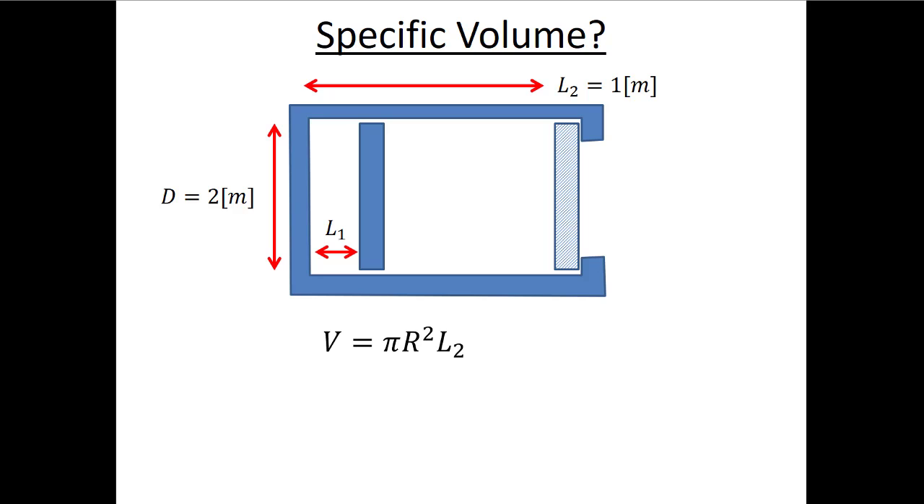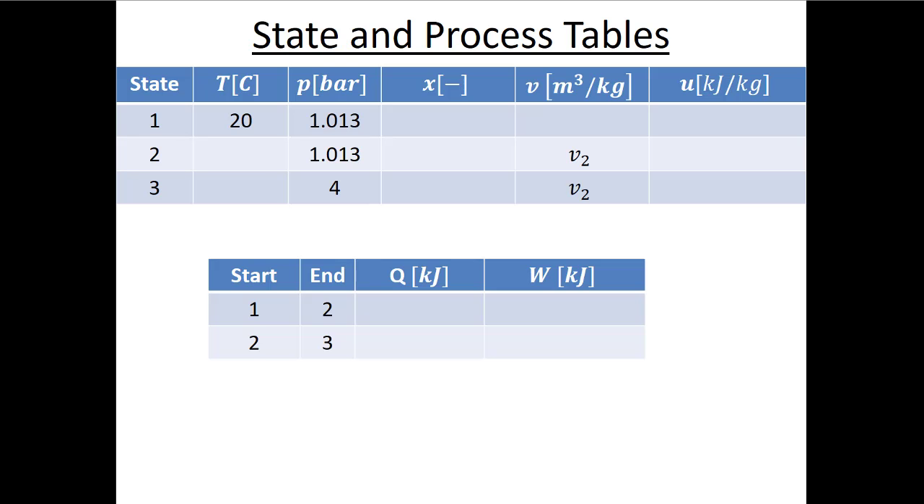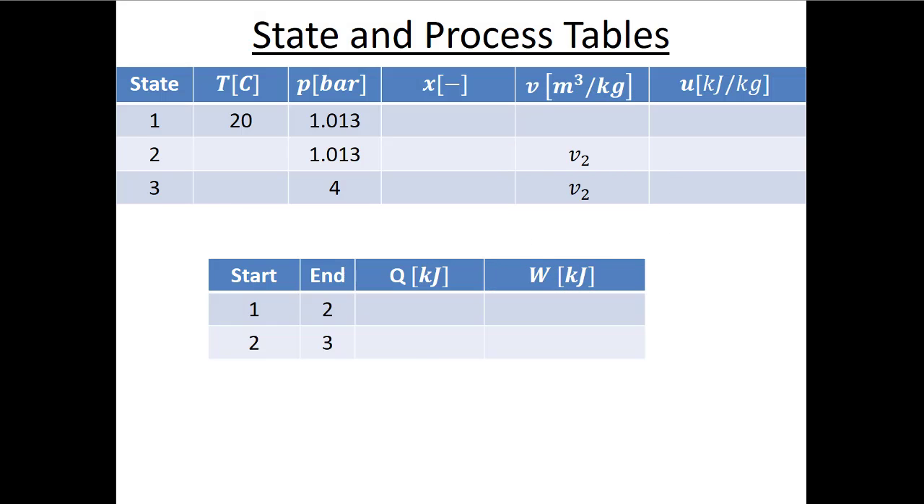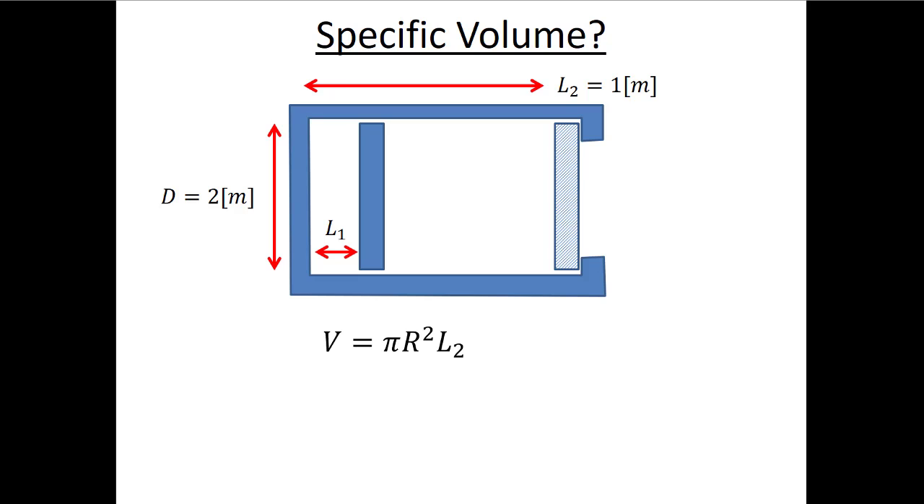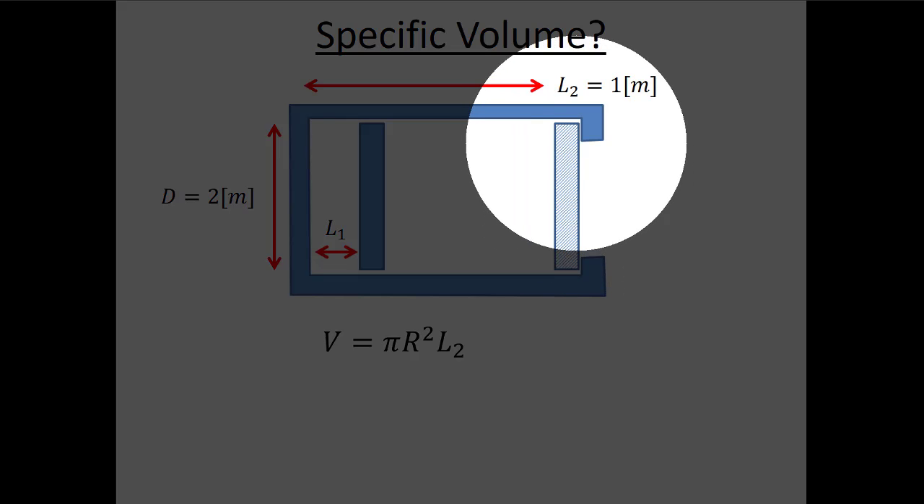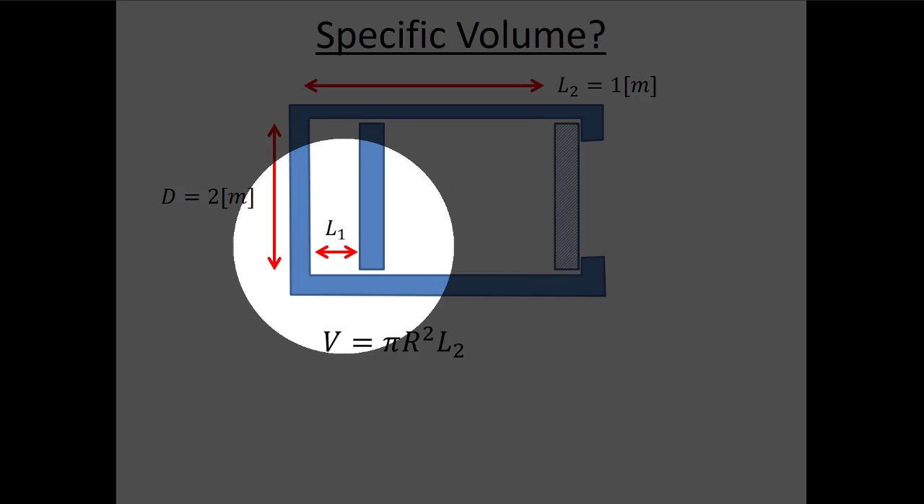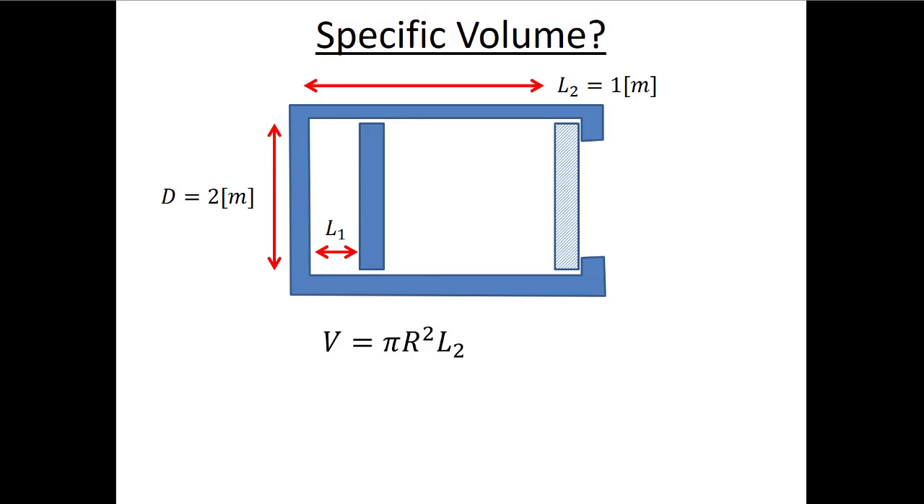So I'm hoping that I'll be able to find specific volume in these cases, because I know something about the volume. I know that L2 here is 1 meter. And I know L1, well, actually, it doesn't look like I know L1. So I know L2 is 1 meter, and I know that the diameter is 2 meters.